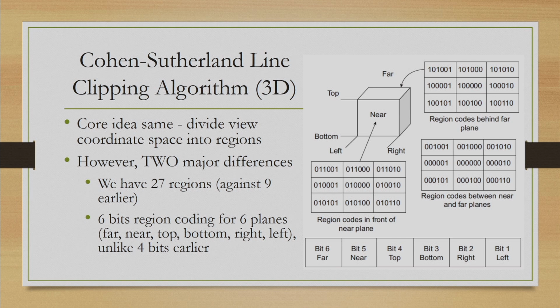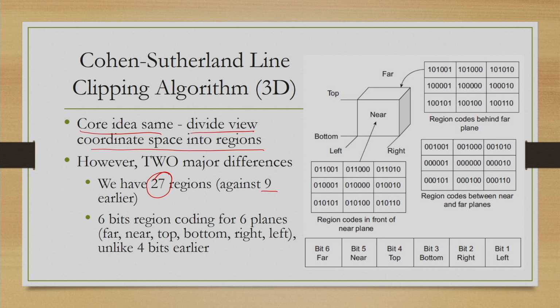In case of the Cohen-Sutherland line clipping algorithm, it can be easily extended to 3D clipping, however with some modifications. The core idea remains the same, that is we divide the view coordinate space into regions. Earlier we had 9 regions. Now, since we are dealing with 3D, we have 27 regions, 3 times 9.